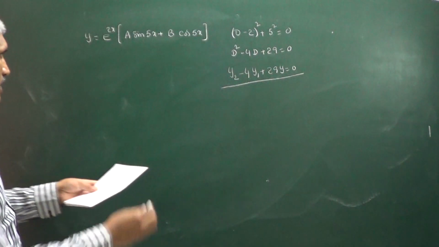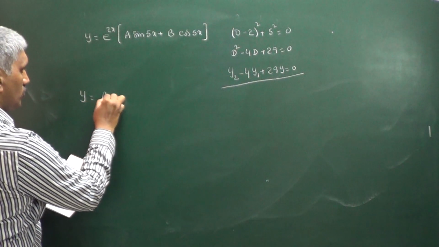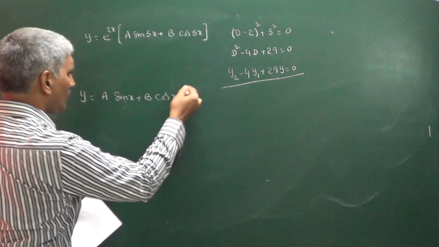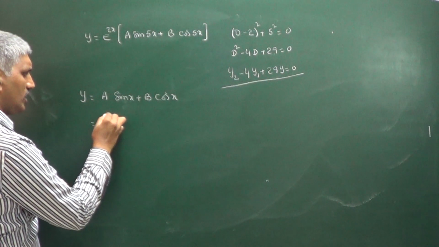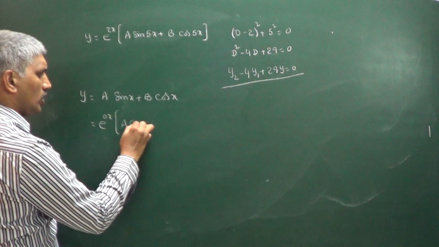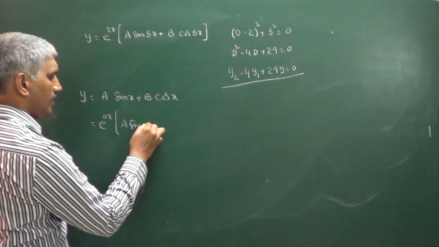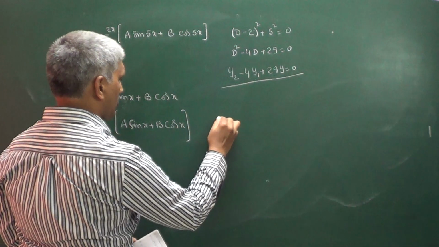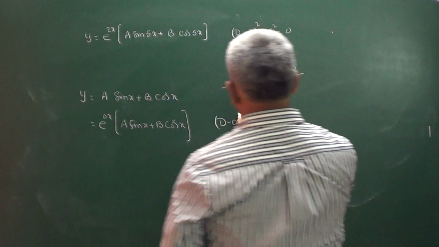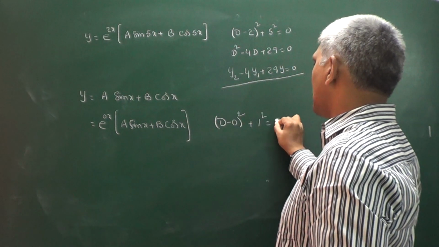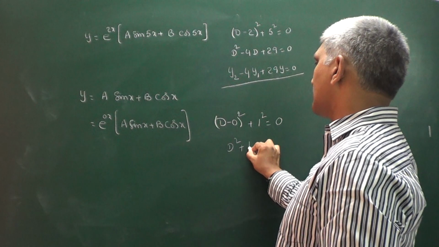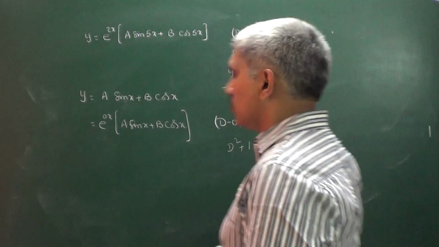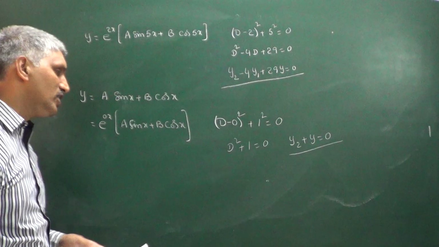Now another question is given like this. The question is y is equal to a into sin x plus b into cos x. So I can write this as e power 0x into (a sin x plus b cos x). We can do it in the same way, right? How to write? This we can write as (D minus 0) whole square plus 1 square is equal to 0. That's why we are getting D square plus 1 is equal to 0, which is nothing but y2 plus y is equal to 0, the differential equation for this family of curves.